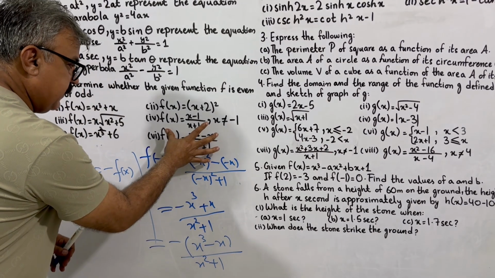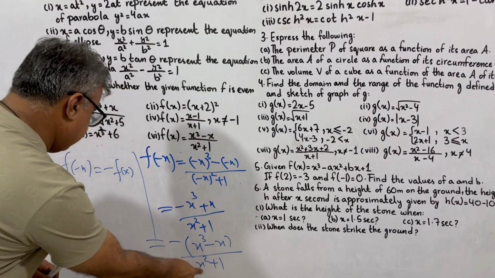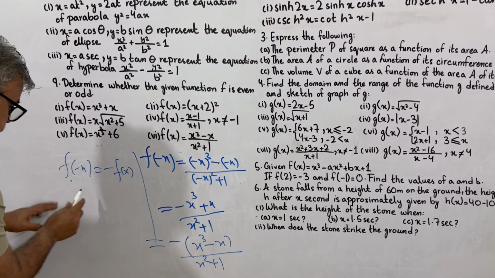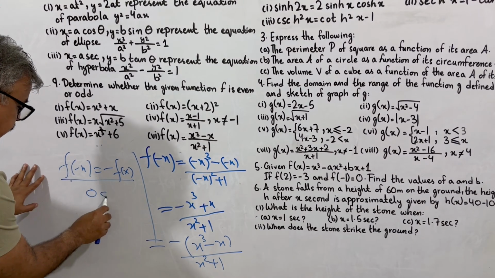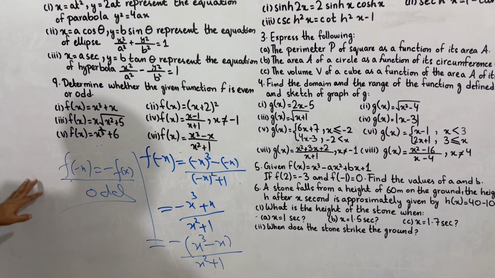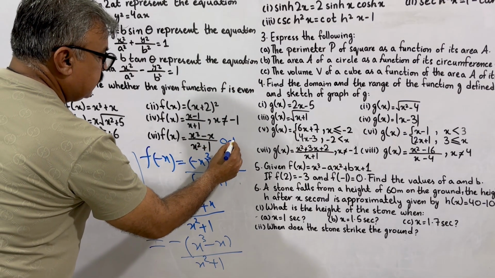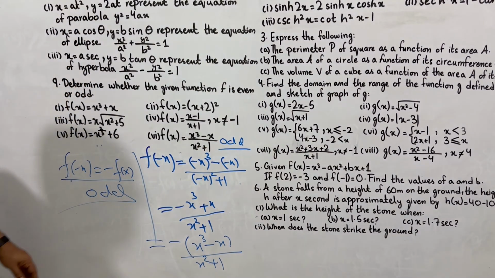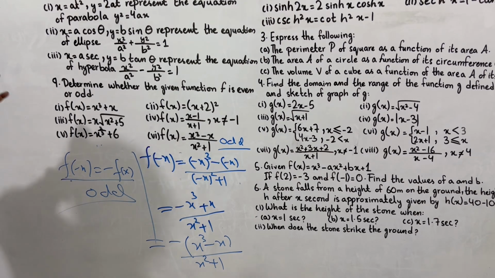Now this quantity is the value of f of x. I have replaced it with minus f of x. Look at this. It is the definition of an odd function. So this is our odd function.